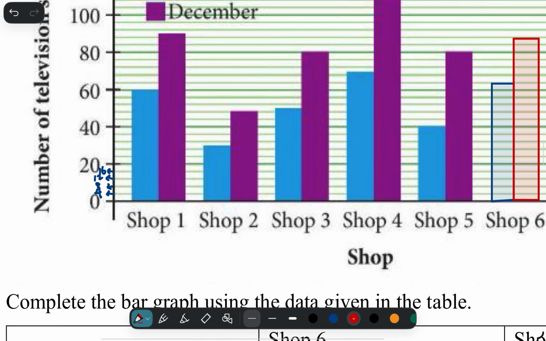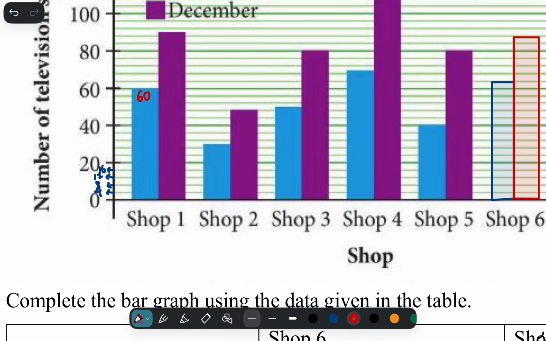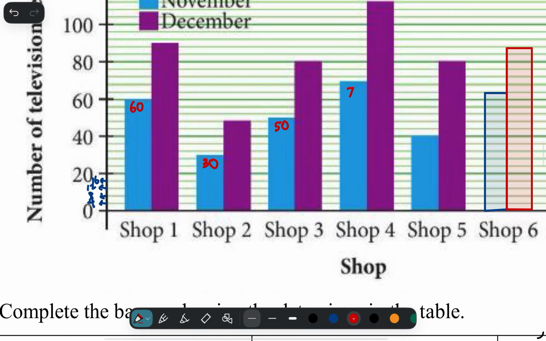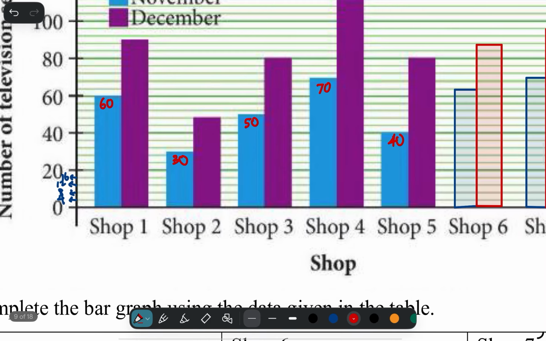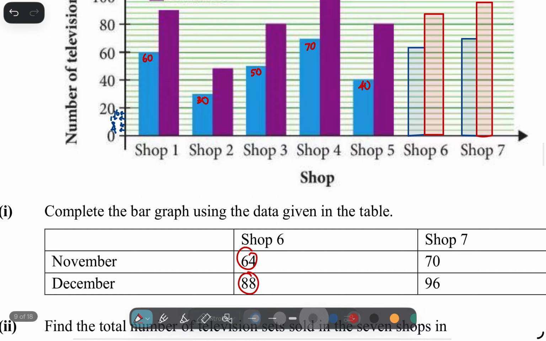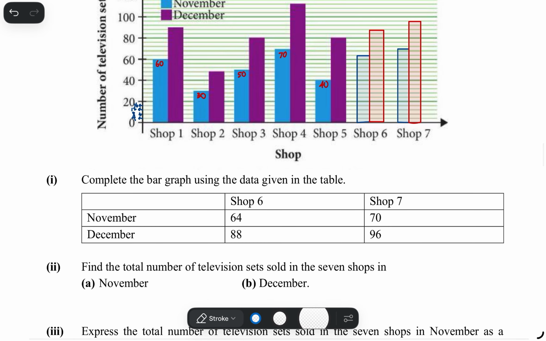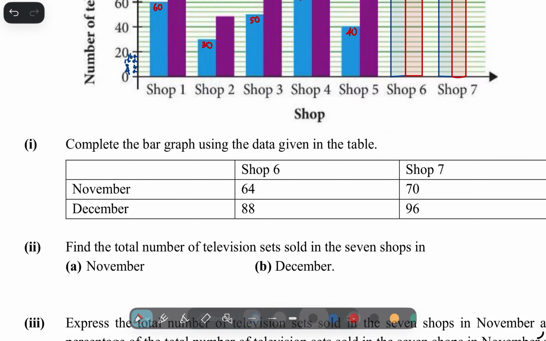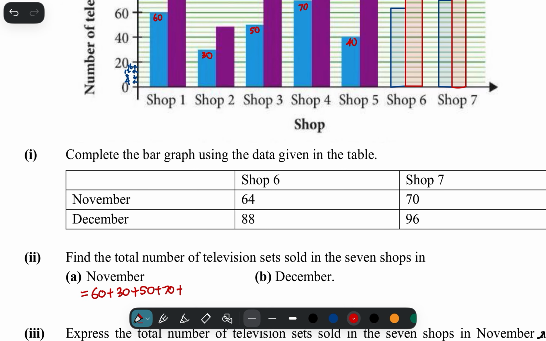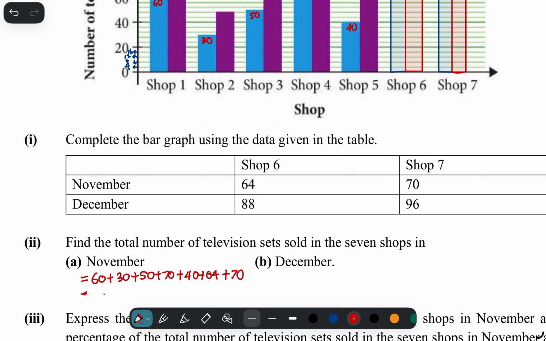Okay. Shop 1, November I have 60. Shop 2, November I have 30 over here. Shop 3, I have 50. Shop 4, I have 70. Shop 5, I have 40. Shop 6, I know is 64 and 70 from part 1. Okay, so I can now write for November, answer is equal to 60 plus 30 plus 50 plus 70 plus 40 plus 64 plus 70. Okay, answer should be equal to 384.